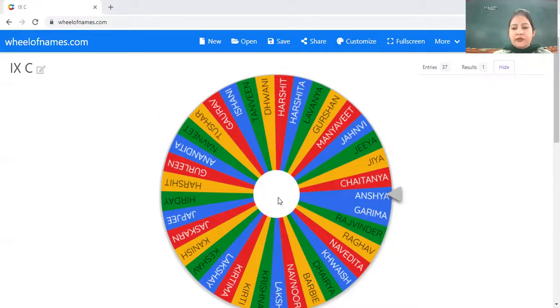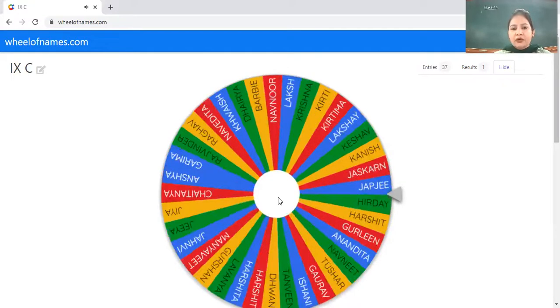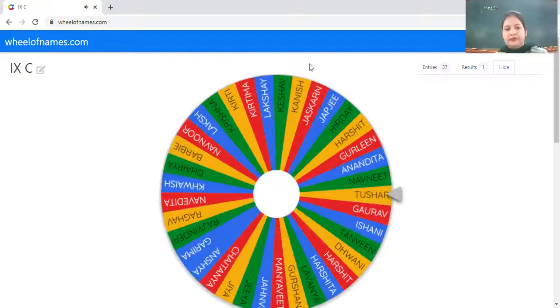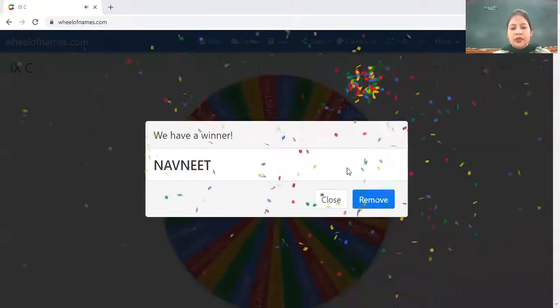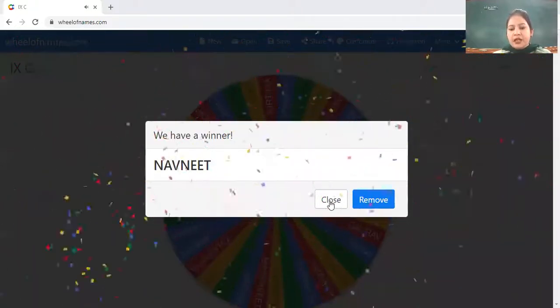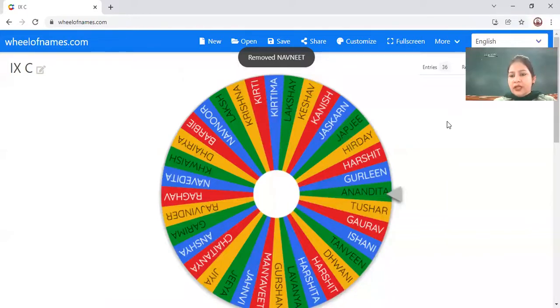So let's see, first of all, whose turn is this? If anyone is absent, Tanveen, you will do like this. Navneet is there. Raise your hand, Navneet, so that I can unmute you. Yes, very good. Navneet, unmute yourself and the question is for you. What is the SI unit of power?